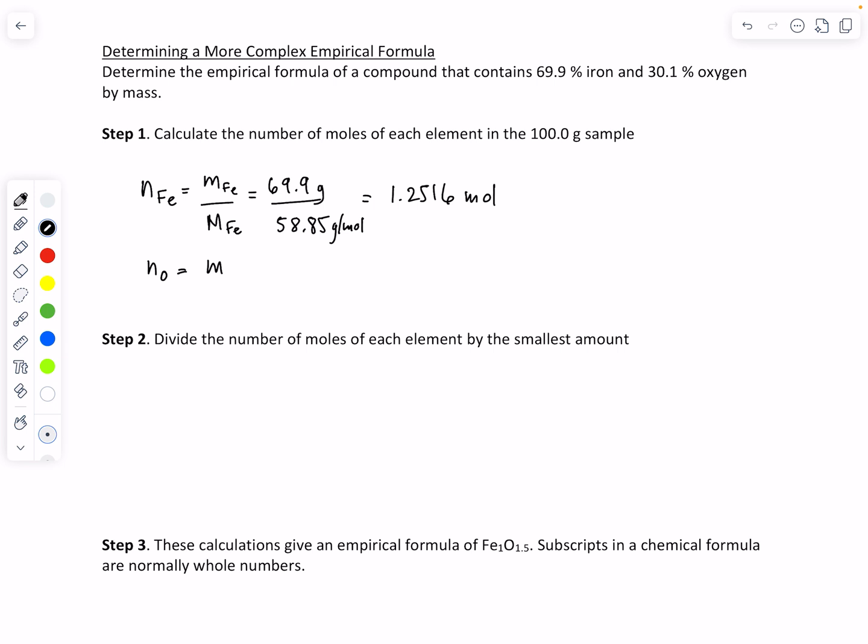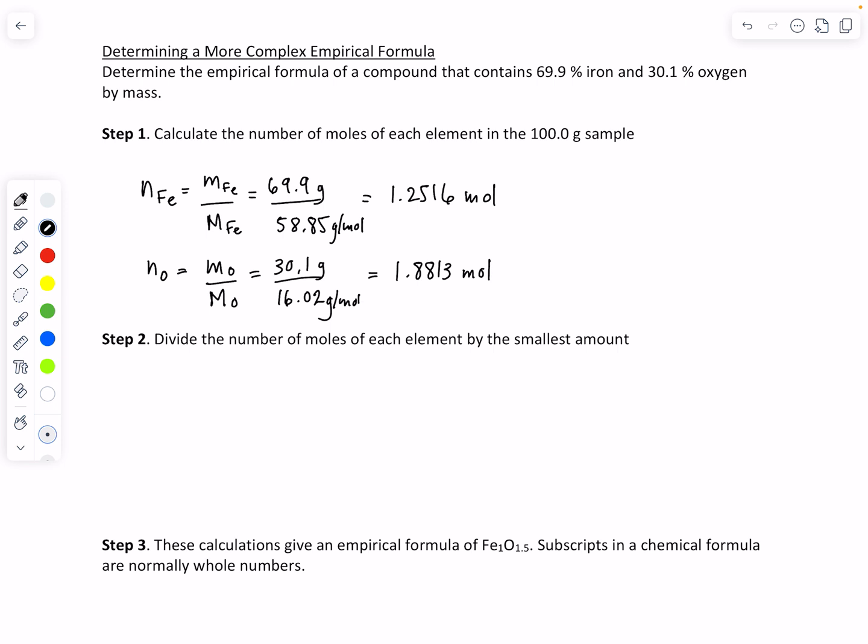We have the mass of oxygen divided by the molar mass of oxygen. In a 100-gram sample, 30.1% would be 30.1 grams of oxygen, and the molar mass of oxygen is 16.00 grams per mole. If we compute this, we end up with 1.8813 moles of oxygen.